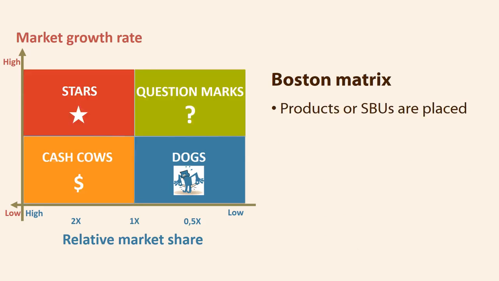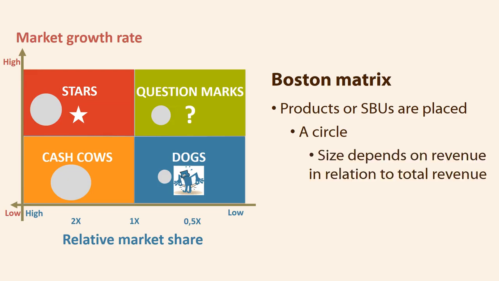The products, or SBUs, are placed in relation to their relative market share and the market growth rate in the industry in one of these 4 categories. The position of the company's product is marked with a circle. The size of the circle depends on how much revenue is in the business area in relation to the company's total revenue.